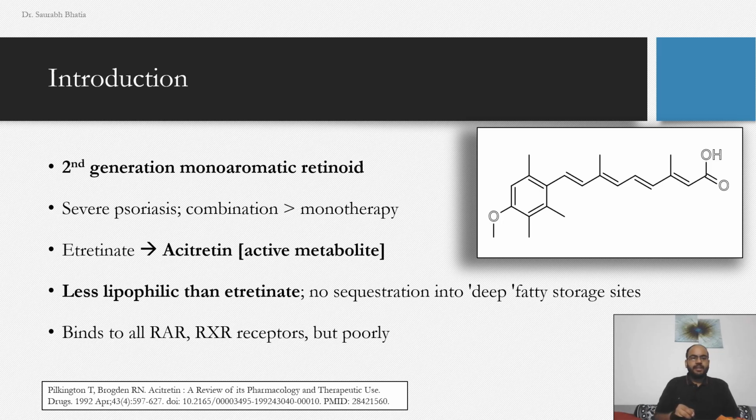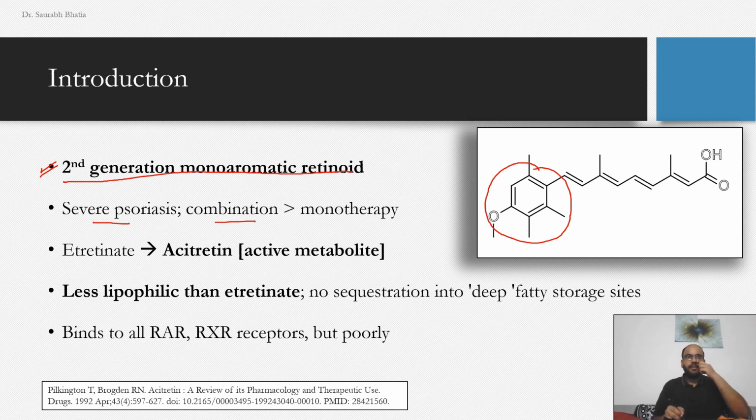So as I said, acitretin is a second generation monoaromatic retinoid. Let me just draw it again. Second generation monoaromatic retinoid. So what do we mean by that? Monoaromatic means that there is one aromatic group in the structure. The use is mainly in severe psoriasis and combination therapy.